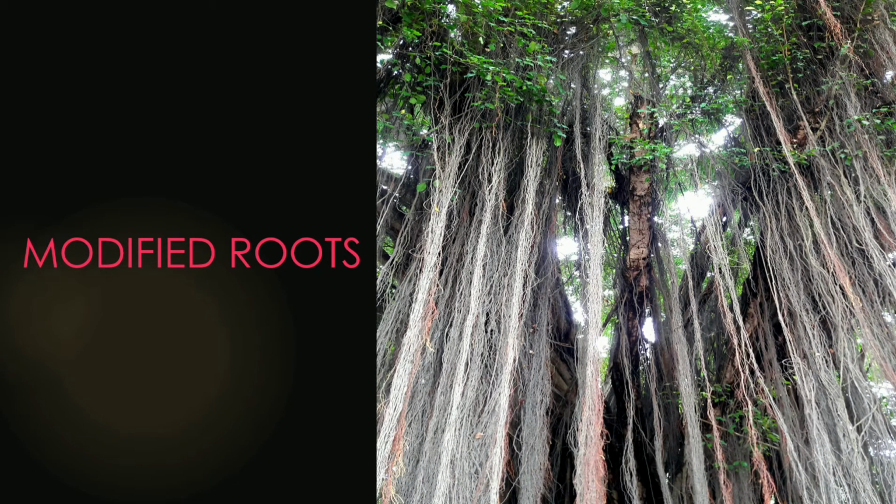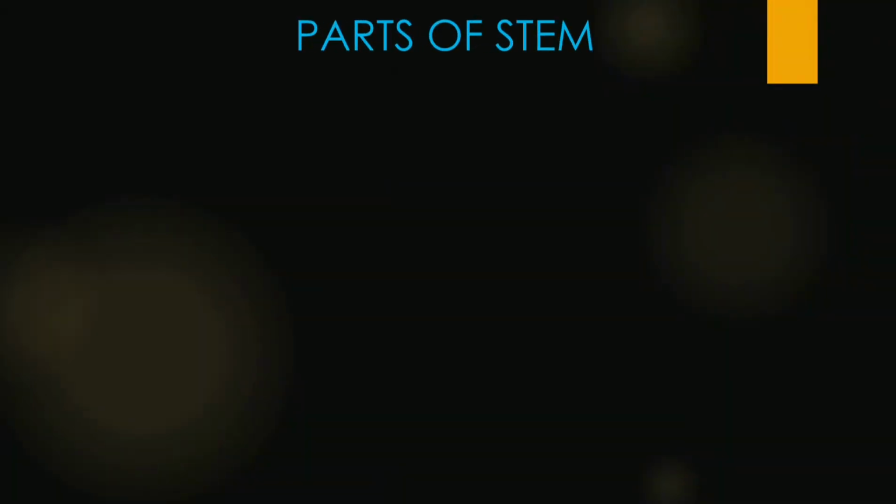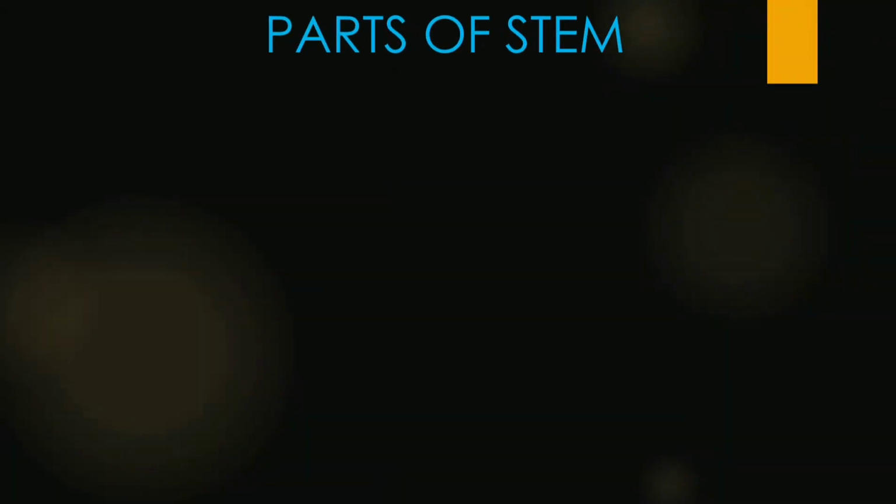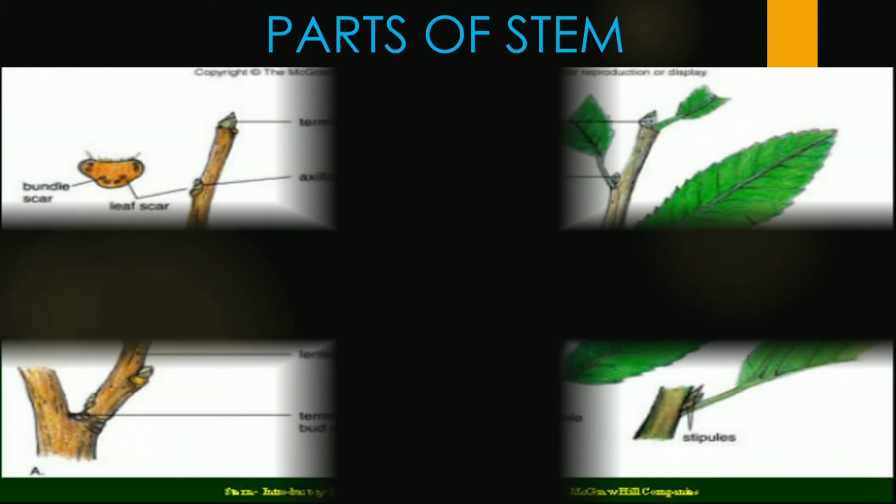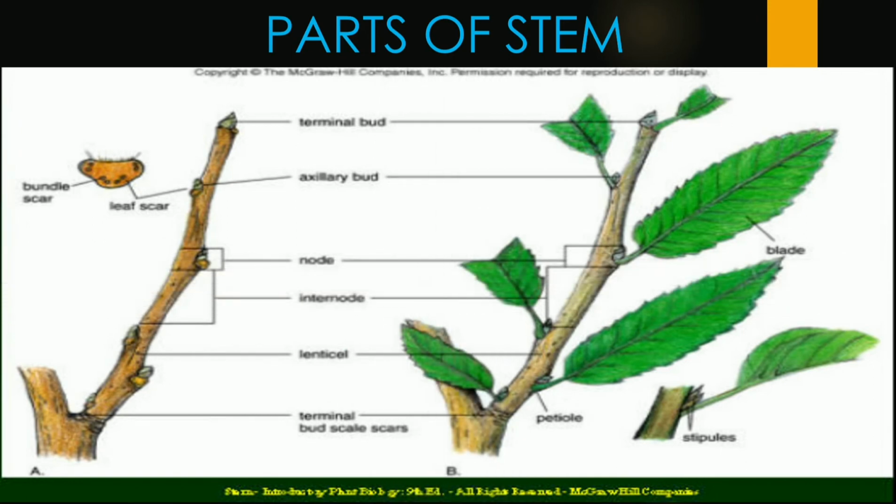Then the next main part of the plant is the stem. The part of the plant growing above the soil is called the stem. The sprouting seed produces the plumule, and from the plumule the stem grows. The length of the stem gradually increases as the sprout grows.